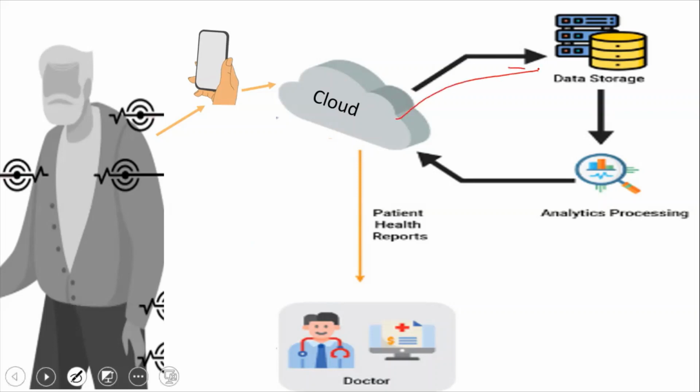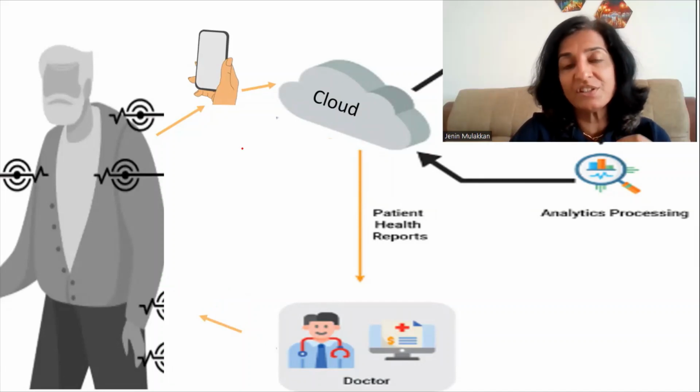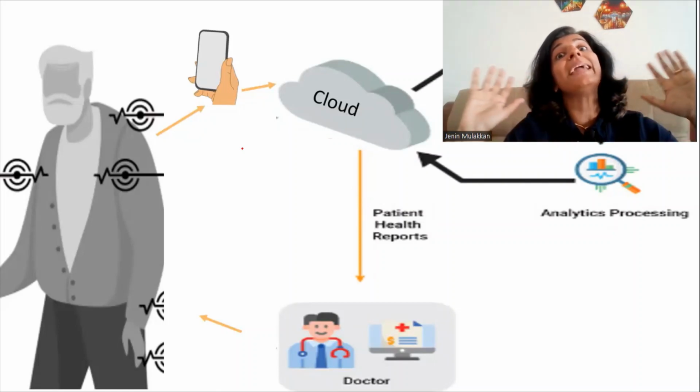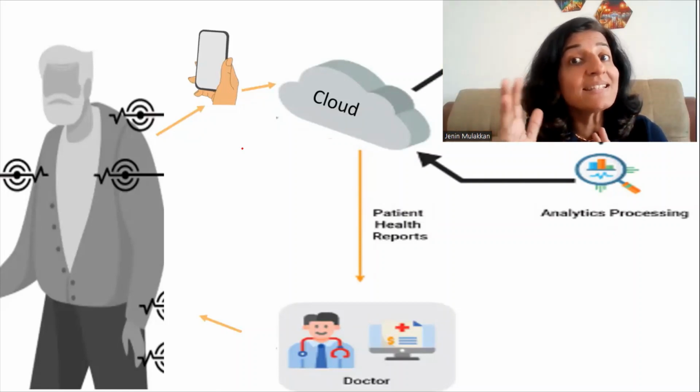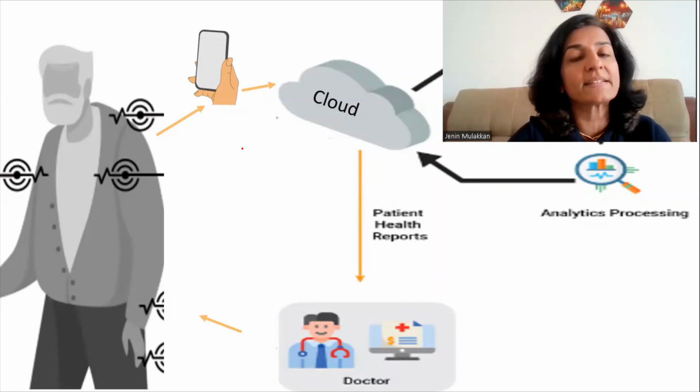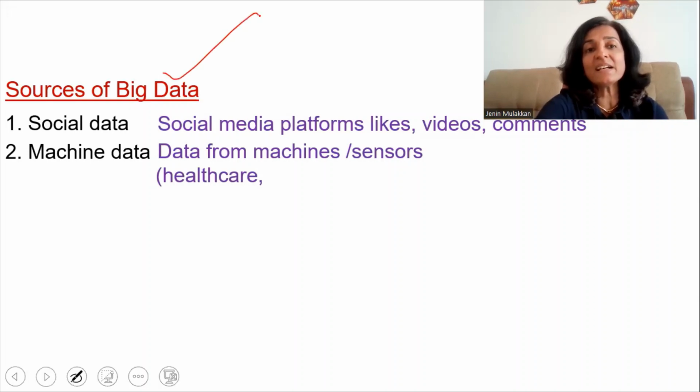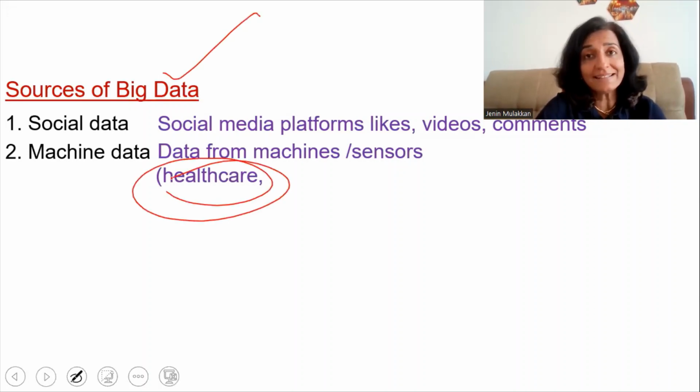The data is further stored and analyzed, and it again goes back to the cloud, and these patient health reports are sent to the doctor and the doctor can give his valuable advice. The real-time data of individual patients along with their electronic health records can be studied for an entire population, and patterns can be established to analyze the disease trends and outbreaks. So what we just saw is the big data that was coming in from the healthcare sector.